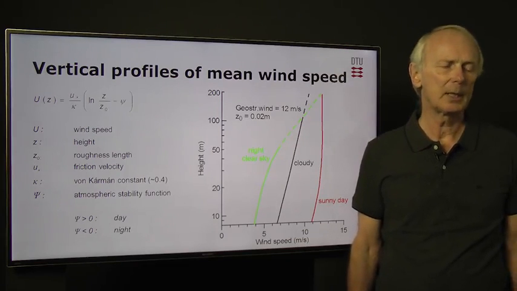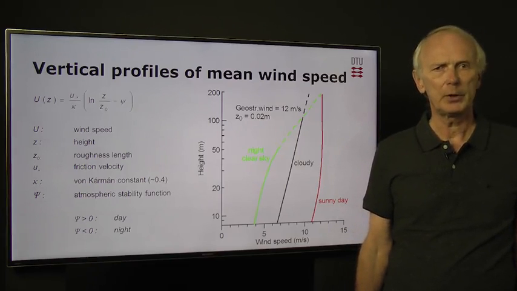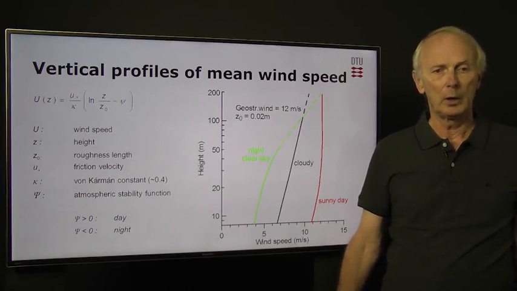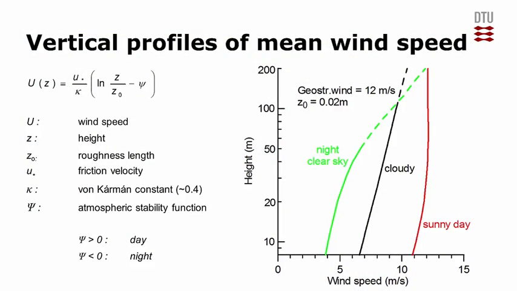Neutral condition means that there is no heat flux from the surface, so it corresponds to overcast conditions with high wind speeds. To the right you can see an example of the wind profiles. It's driven by a geostrophic wind, in this case 12 meters per second. And the geostrophic wind is a wind that drives the wind near the surface. It's the wind speed at about 1 kilometer's height.